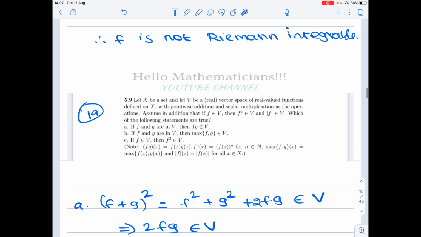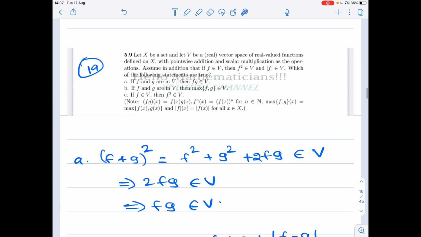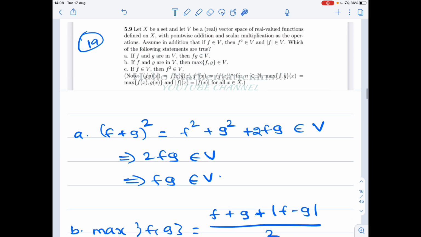Move on to the 19th problem. Let X be a set and V be the vector space of real valued functions defined on X with pointwise addition and scalar multiplication. Assume that if f belongs to V, then f squared belongs to V and mod f also belongs to V. Which of the following statements are true? If f, g are in V, then fg belongs to V. If f and g are in V, then the maximum of f, g belongs to V. If f belongs to V, then f cubed belongs to V.